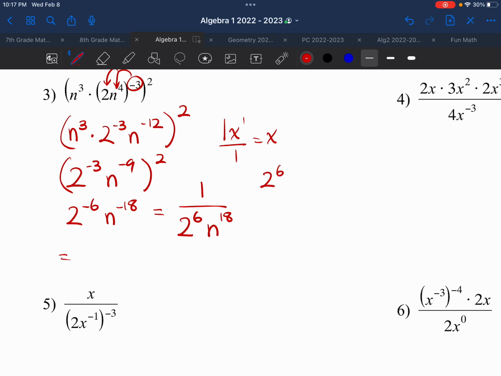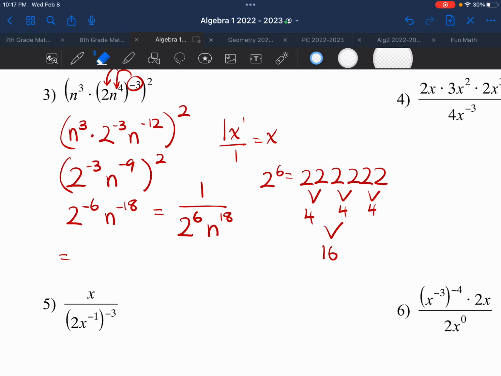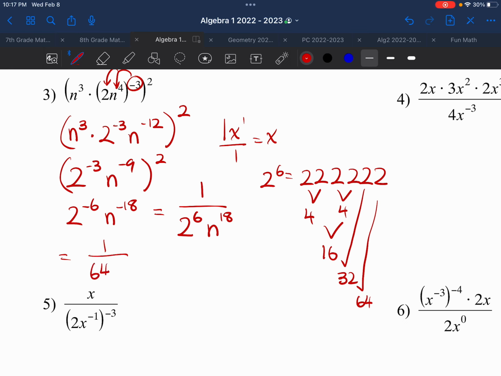How do I do 2 to the power of 6? Well, 2 to the power of 6 is 6 of these. 1, 2, 3, 4, 5, 6. 2 times 2 is 4, 2 times 2 is 4, 2 times 2 is 4, 4 times 4 is 16. I don't want to do 16 times 4. I want to do 16 times 2. That's much easier. 16 times 2 is 32, and 32 times 2 is 64. So my final answer is going to be 1 over 64 n to the power of 18. Final answer, and box it.